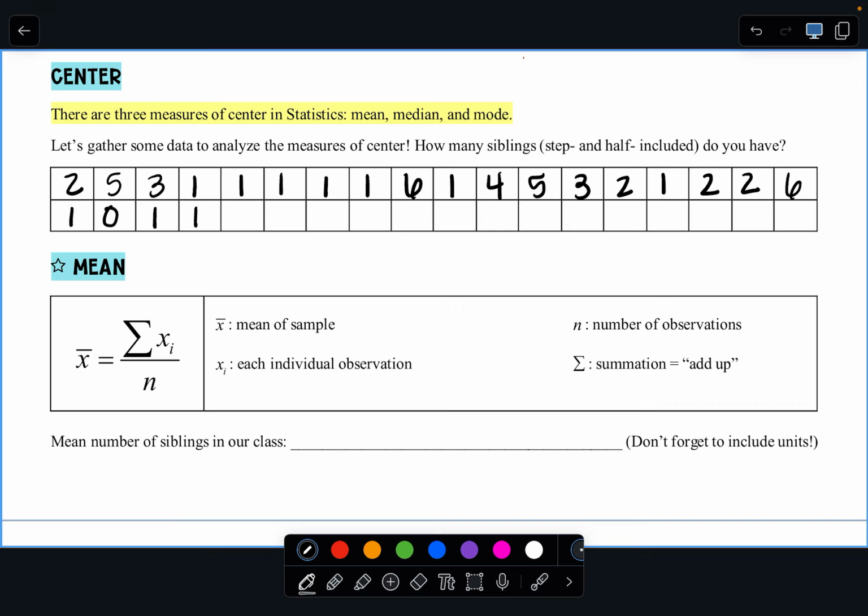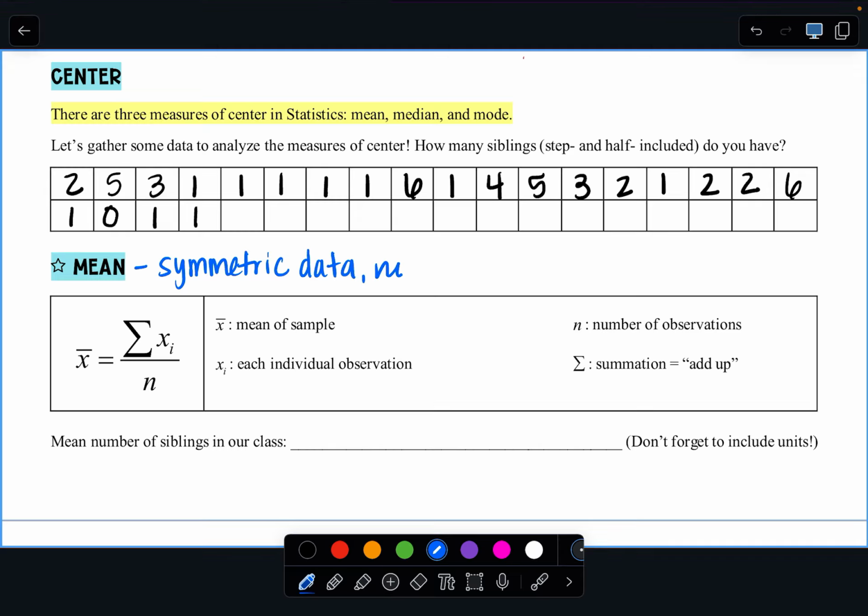Okay, with center, typically we use mean and median. Mode is one that we're not going to necessarily talk about. I include it because it's like our worst case scenario. If you have nothing else to mention, you can talk about the mode. But mean and median are where it's at. That's what you're going to discuss. So the first thing, mean is always going to be used with symmetric data.